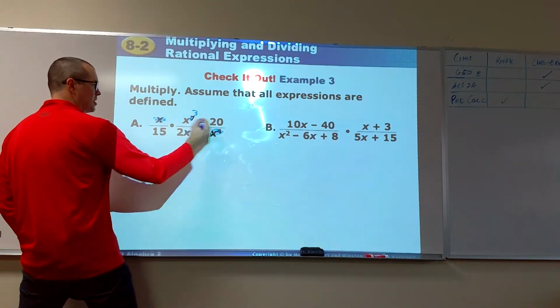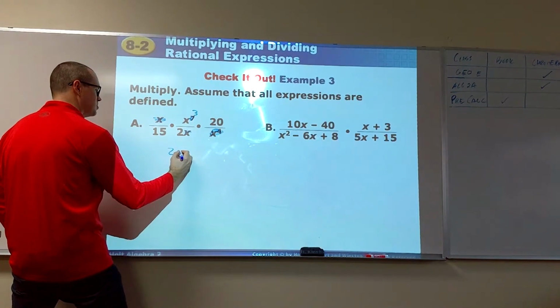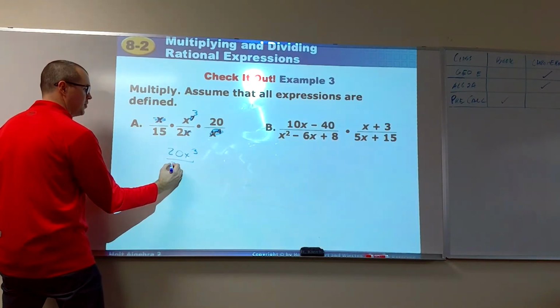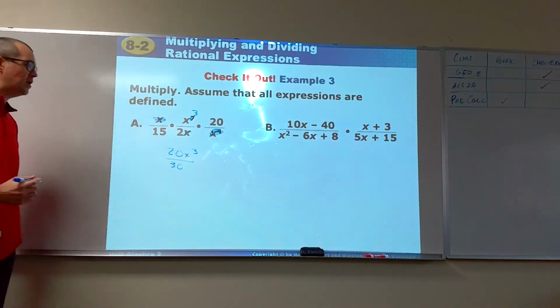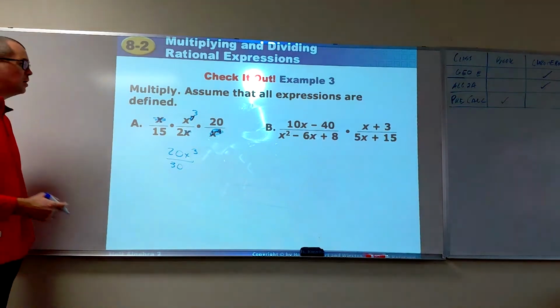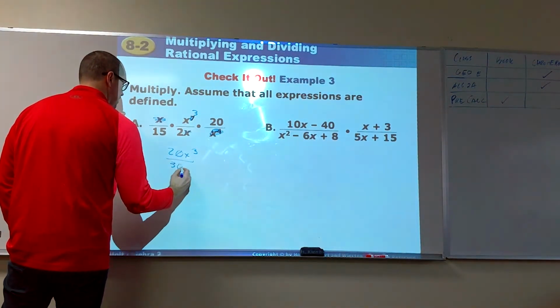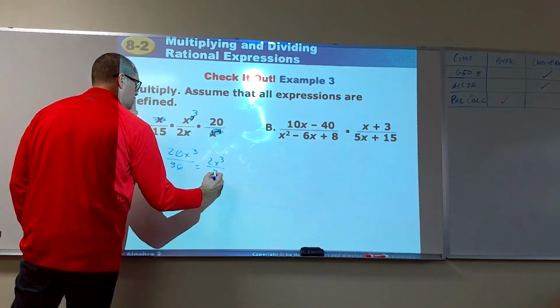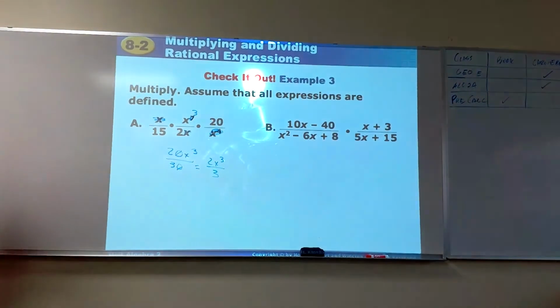So now I'm just going to multiply across here. So we've got 20x to the 3rd over 15 times 2 is 30. Is there anything else that I can simplify there? 20 over 30 is the same thing as 2 over 3. So a final answer of 2x cubed over 3.